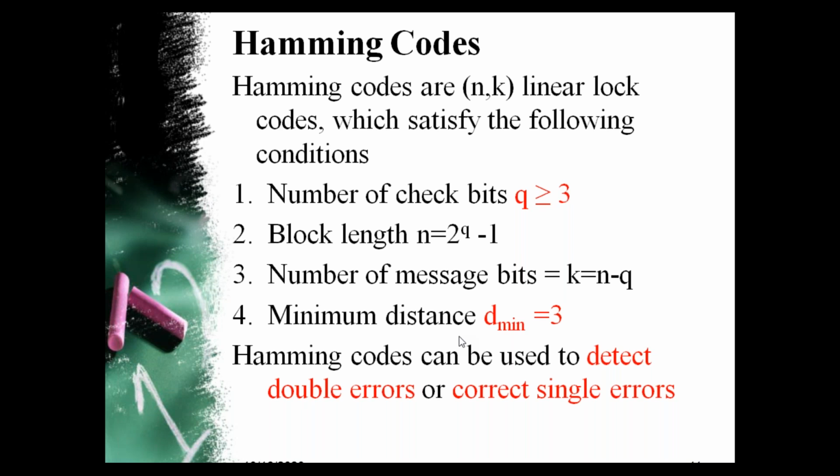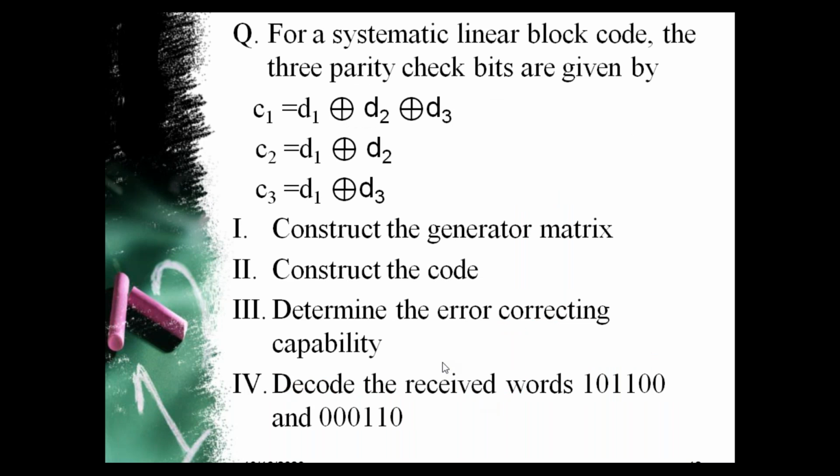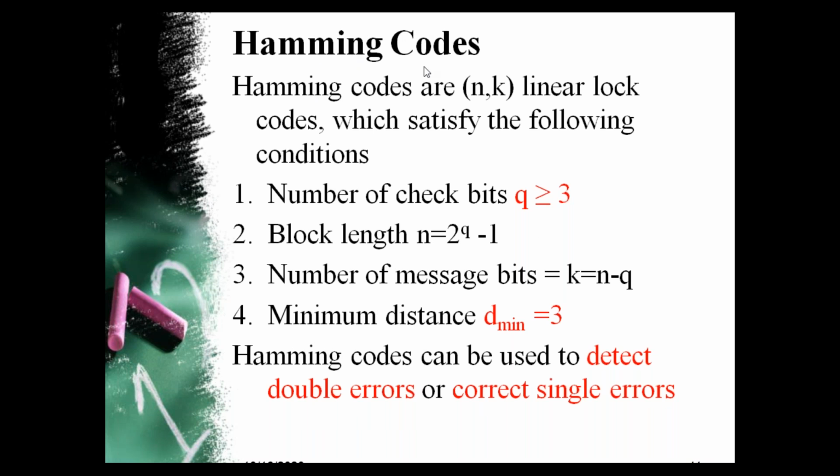Before going to a problem of decoding or error detection and error correction, Hamming code. Hamming codes are n,k linear block codes which satisfy the following condition. That is, we can say it is a linear block code which satisfies certain criteria.